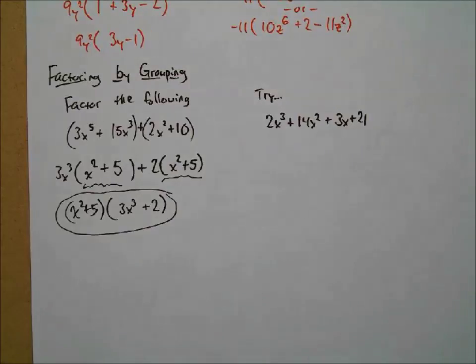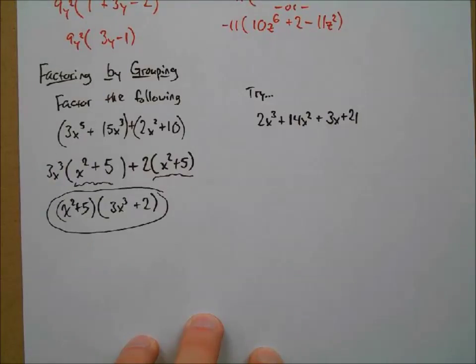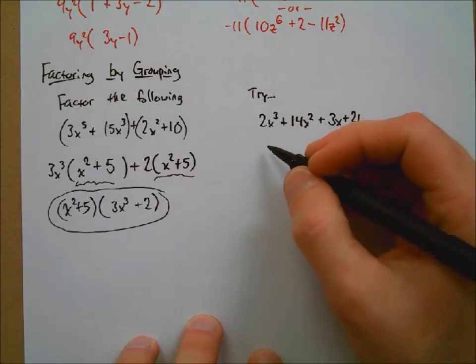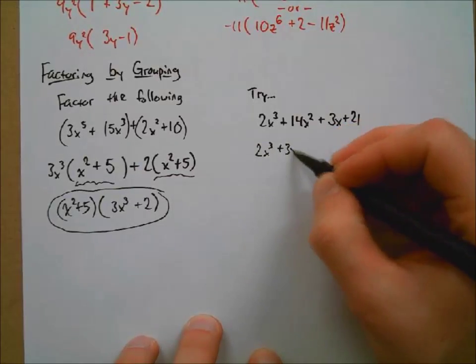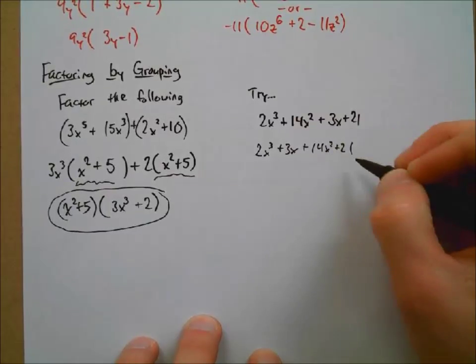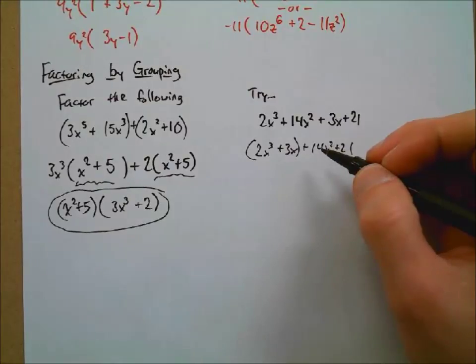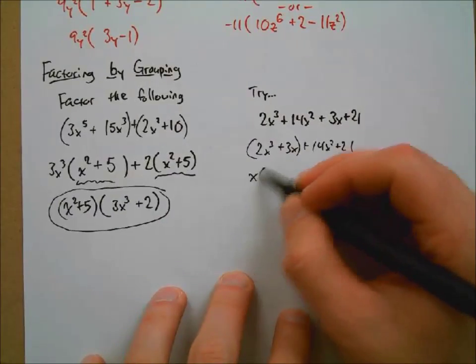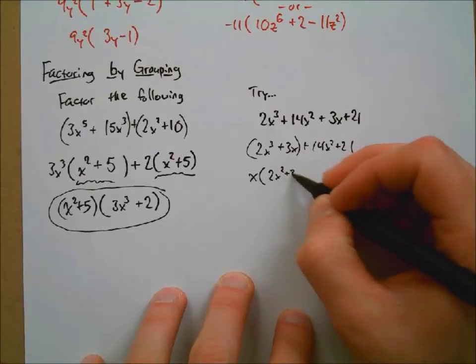So I did a different grouping. I did 2x cubed and then 3x in a group, and the 14x squared and 21 in a group. Okay, so you rearrange the terms, so plus 3x like that, and then plus 14x squared plus 21 like that? Yeah. Okay, so what did you take out from the 2x cubed plus the 3x? I just took the x out. Okay, and that leaves behind 2x squared plus 3. Okay, and then how about from here?